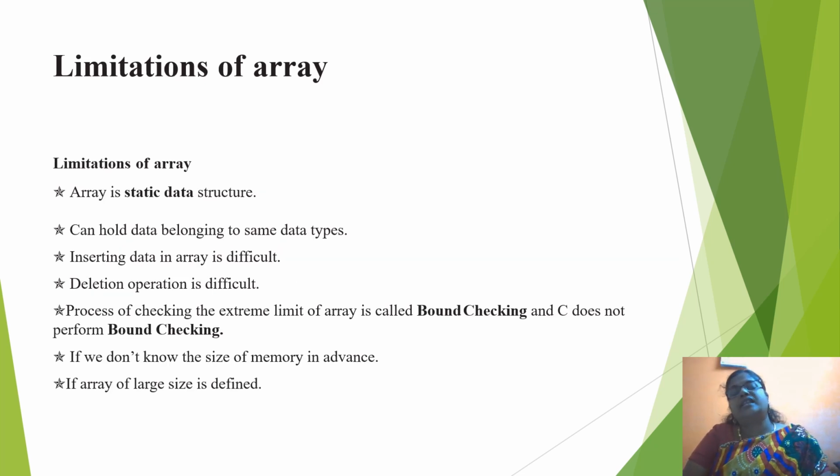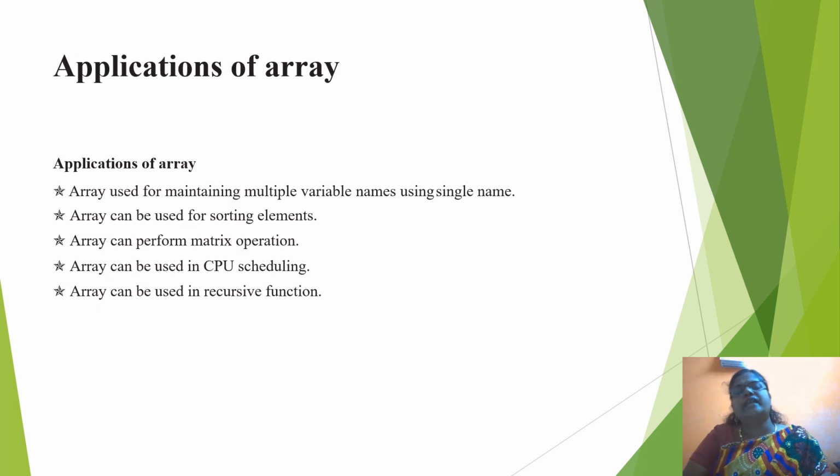Next are the limitations. An array is a static data structure and can hold data belonging to the same data type only. Inserting data in an array is very difficult. Deletion operation is also difficult. The process of checking the extreme limit of an array is called bound checking, and C does not perform bound checking. If we don't know the size of memory in advance, an array of large size is a problem. So next is the application of arrays.